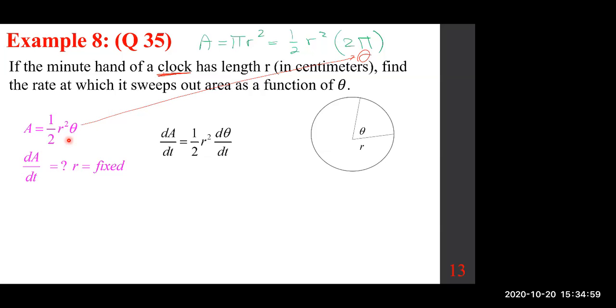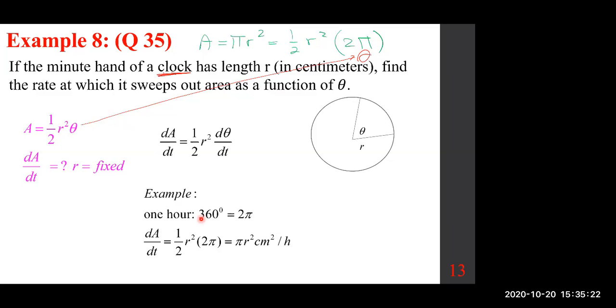For example, if we do it over the course of 1 hour, that covers 360 degrees or 2 pi. If you plug in, you get pi r squared centimeters squared per hour. Take a look at what happens. It's interesting. Over the course of 1 hour, we cover a complete revolution, which is 360 degrees or 2 pi radians. We replace that and come up with the answer, which is pi r squared centimeters squared per hour.